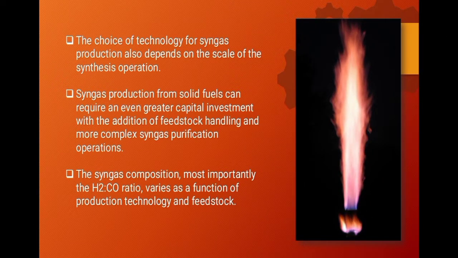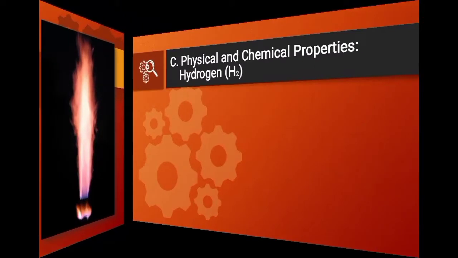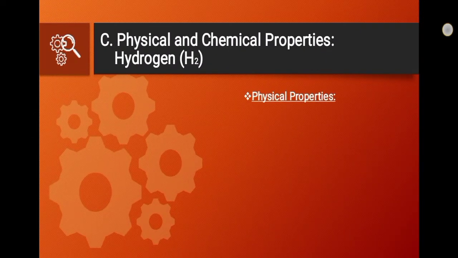And next, okay, the choice of technology for syngas production also depends on the scale of the synthesis operation. Syngas production from solid fuels can require an even greater capital investment with the addition of feedstock handling and more complex syngas purification operations. The syngas composition, most importantly the H2 to CO ratio, varies as a function of production technology and feedstock. Okay, and then the next is physical and chemical properties.